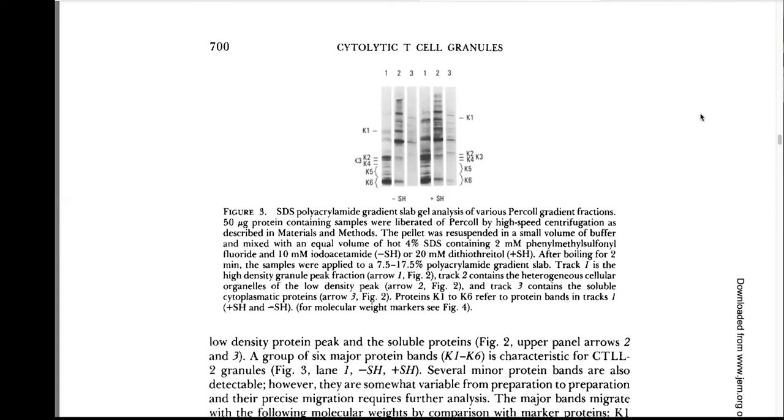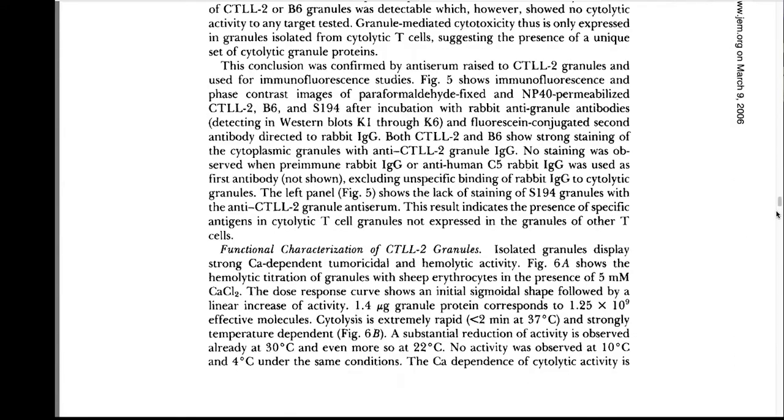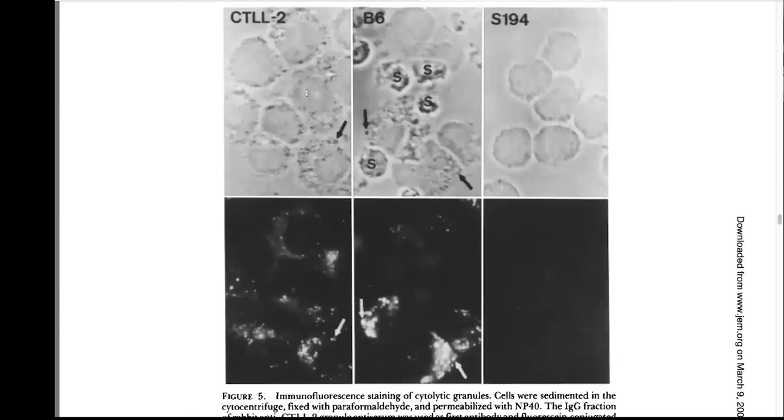If we go on to figure 5 now, I'm just going to skip, they talk about the purification of these granules and so forth here. So we go on to figure 5, and now we have the CTLL2 target, the B6 cells and the S194 cells. This is in the upper panels, it's phase contrast, these are cells now under the phase contrast microscope. And then this is immunofluorescent staining using the rabbit antisera to the granules. And you can see that they are present here in CTLL2 and in the B6, but they're not present in their negative control, which is S194.